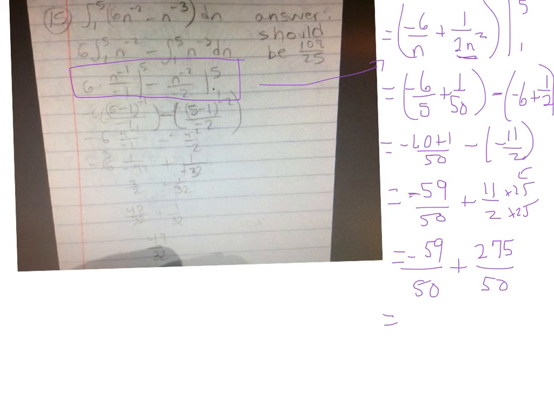Now adding those is going to give us 216 over 50. And then dividing both sides, top and bottom, by 2 is 108 over 25. So that's how we get it. So it was just the simple calculation error. You had your antiderivative correct. It was just in working it out somehow, I don't know how the 32 came into it. But that's what happened. Okay, so I hope that helps.